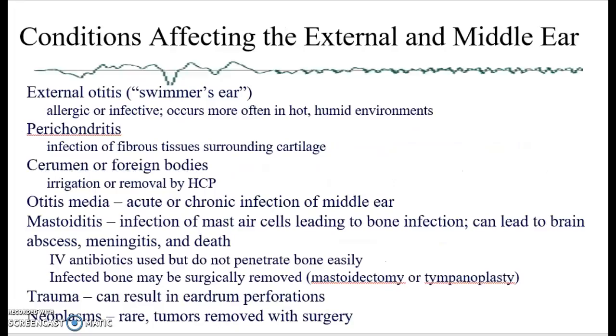These are a lot of conditions that affect the external and the middle ear. External otitis, which is called swimmer's ear, can be allergic or infective. It occurs more in hot, humid environments.